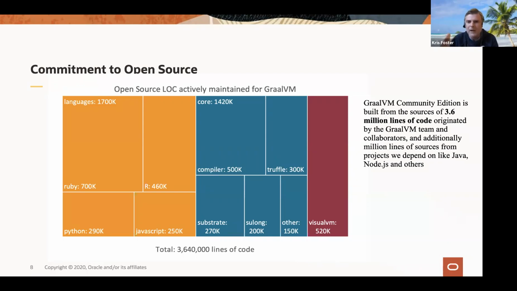And here we have a kind of a breakdown of where the different areas of the code are, so how much is in the Python implementation versus the core and the compiler and the Truffle implementation, etc. But basically there's an awful lot of code that's been open source to the community and is under active development.